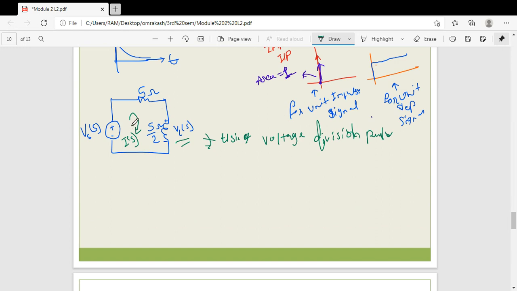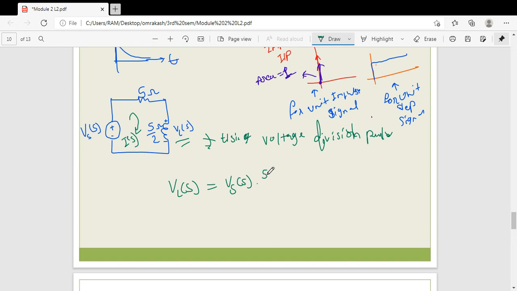So when you apply the voltage division rule here, what is the value of this VL? VL of s is nothing but the total voltage, Vs of s, into... Whenever we apply voltage division and you have to find the voltage across an element, first of all you have to take the resistance of that element divided by the total resistance, right?